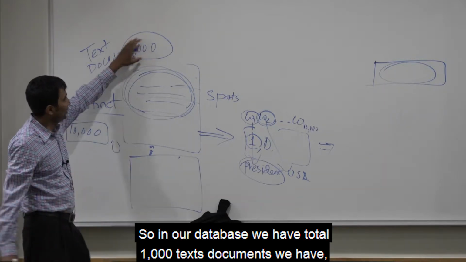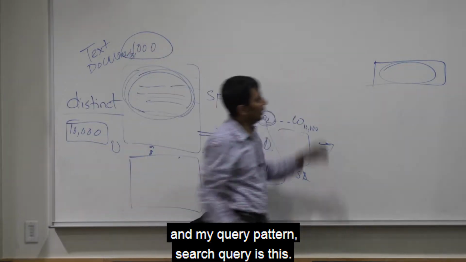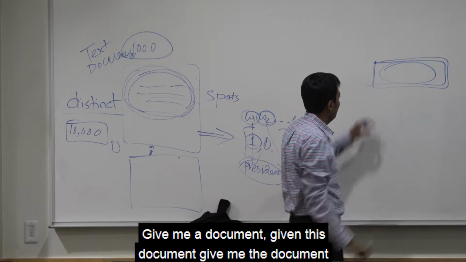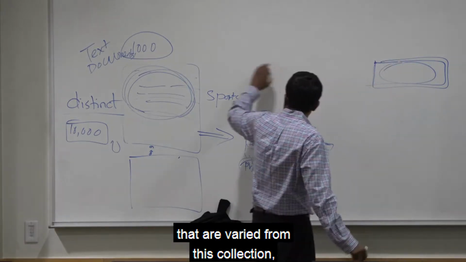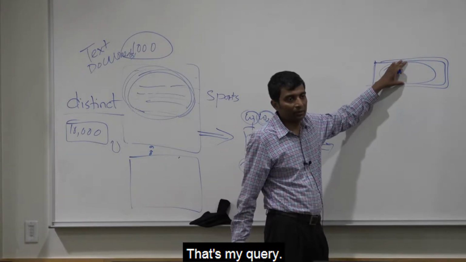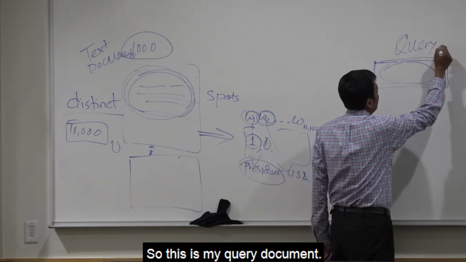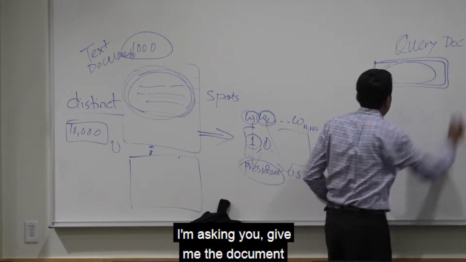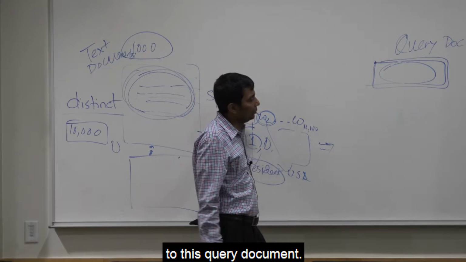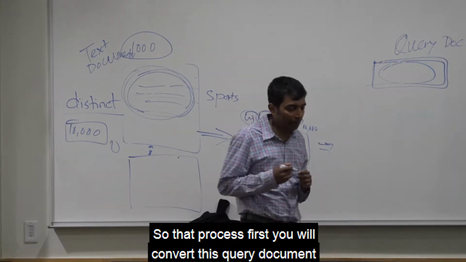So in our database we have a total of 1,000 text documents. And my query pattern, my search query, is this: given this document, give me the documents from this collection which are very similar to this. That's my query. What is it called? Query by example, right? So this is my query document. I'm asking you, give me the documents from these 1,000 documents which are very similar to this query document. So what will be your approach?